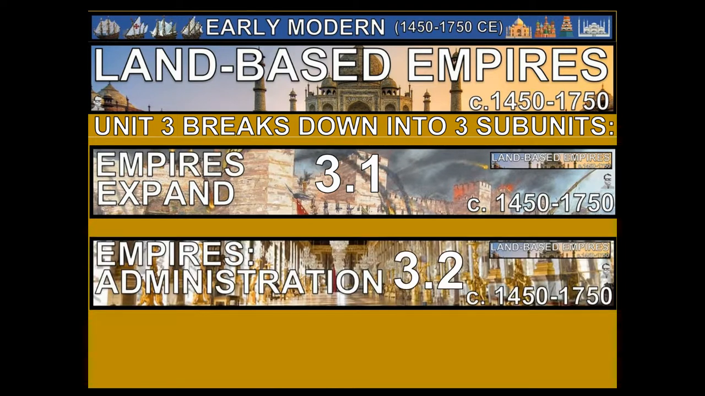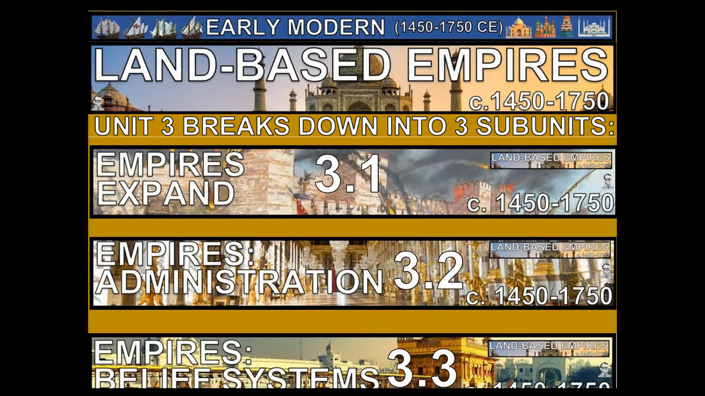The second thing we're going to look at is how they operated, how these empires actually ruled, how they were able to administer, how they were able to actually function. And then lastly, what we're going to look at is the influence of belief systems. All these are the major themes. Instead of talking about each individual empire, we're going to compare and talk about these major themes between them.